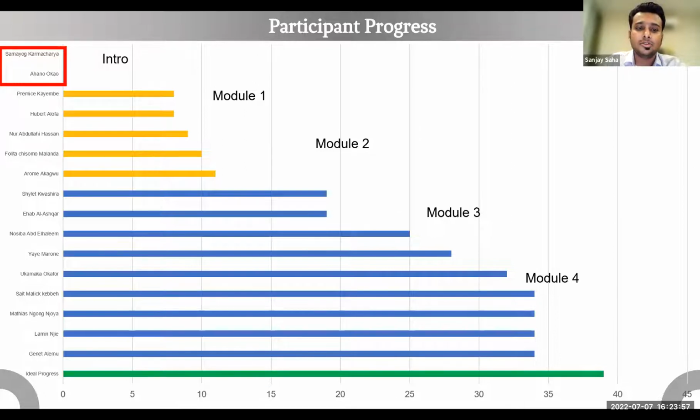Okay. So this is the participant progress, which we looked at about 4 hours before this session. If you have improved your progress since then, excellent. If not, please follow the calendar. In the next session, we will show you what's happening in the week.